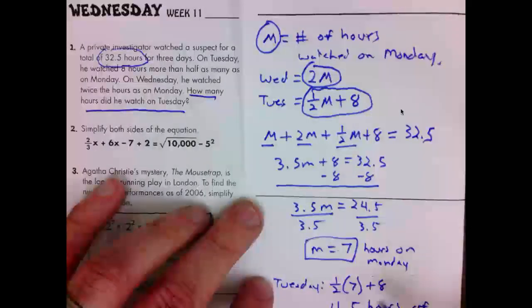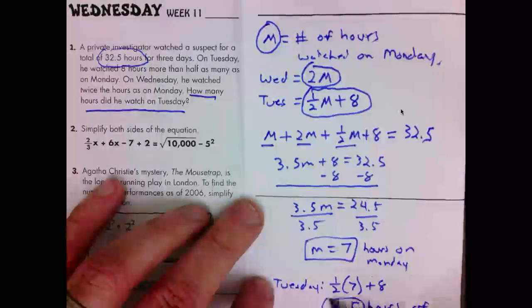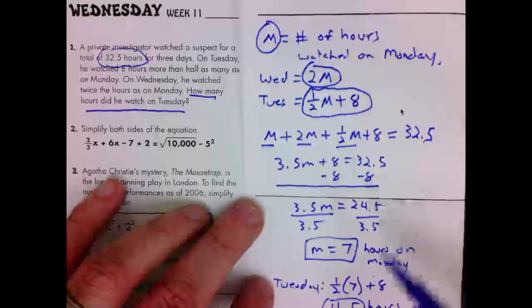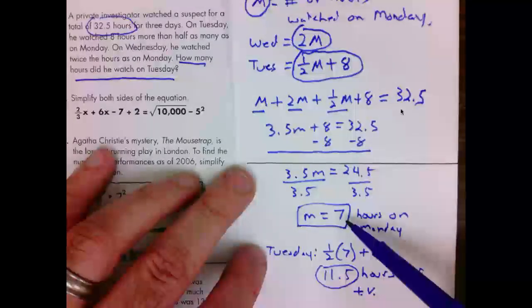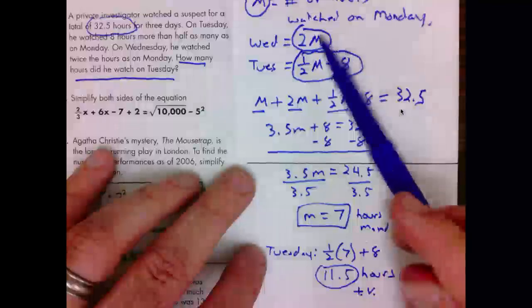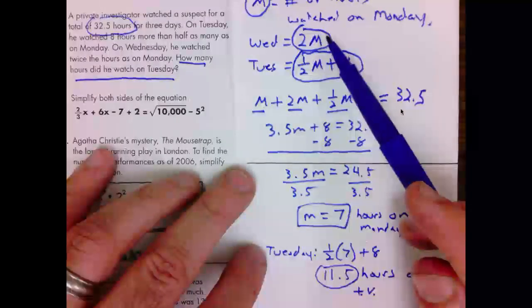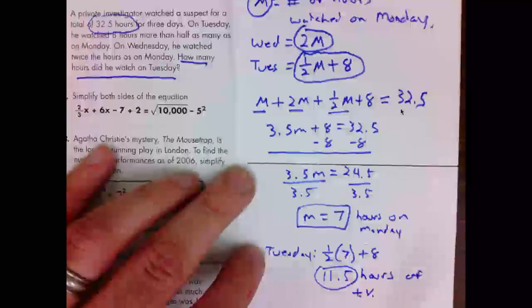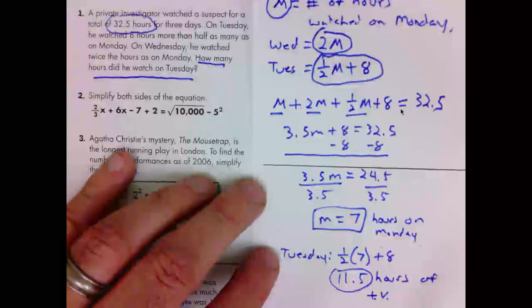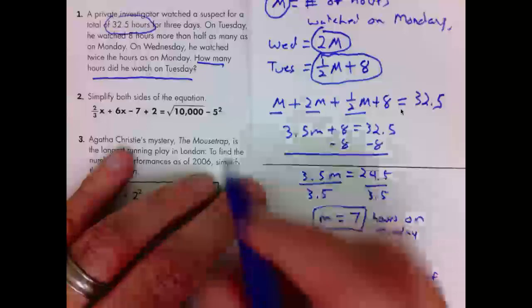All right. So if we sum these 3 numbers, we'll see that it indeed does add to the 32.5. 11.5 plus 7 is 18.5 plus 2 times 7 is 14. 18.5 plus 14 is indeed the 32.5. So question 1, the answer is 11.5.